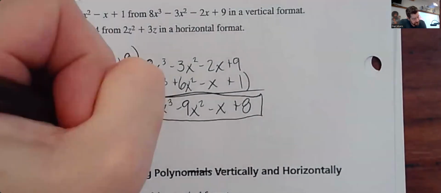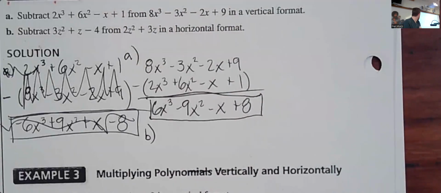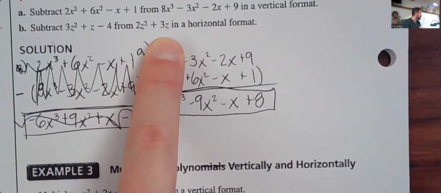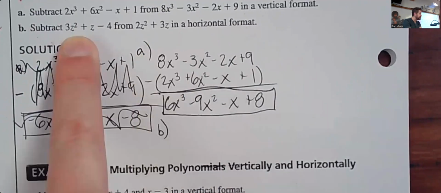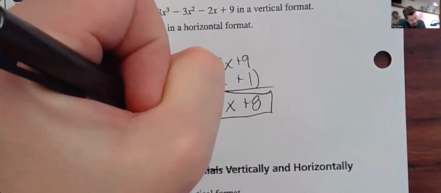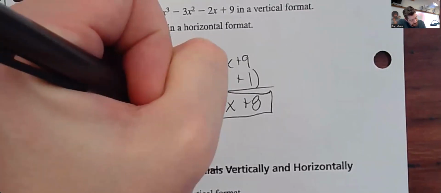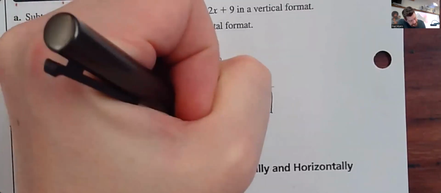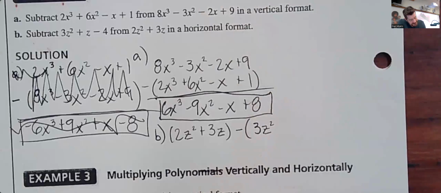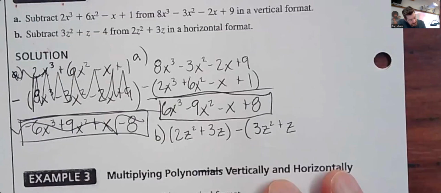All right. For B, make sure I read this one more carefully. Subtract this one from this one. So the binomial comes first, and we're subtracting the trinomial from it. So that would be 2z squared plus 3z minus 3z squared plus z minus 4.